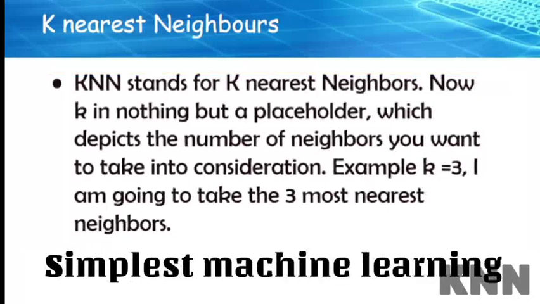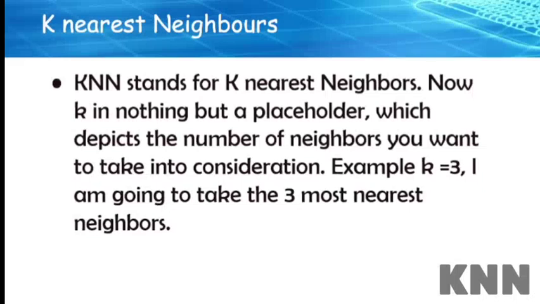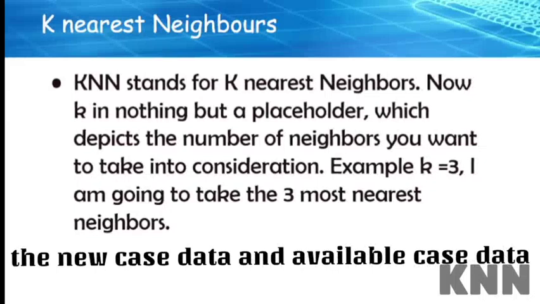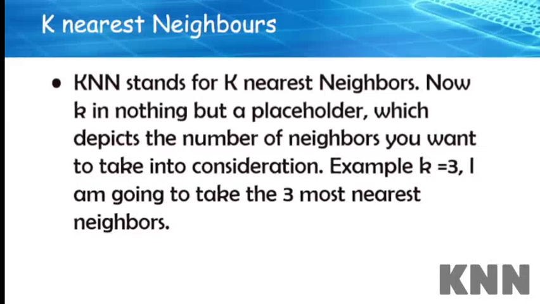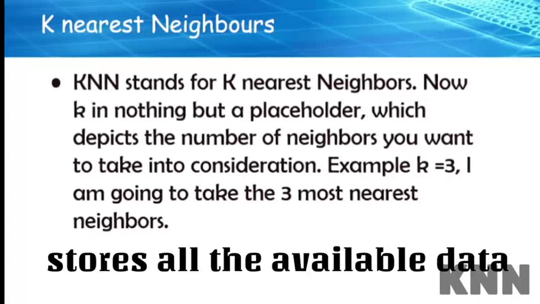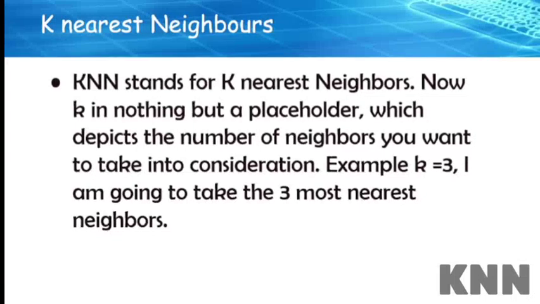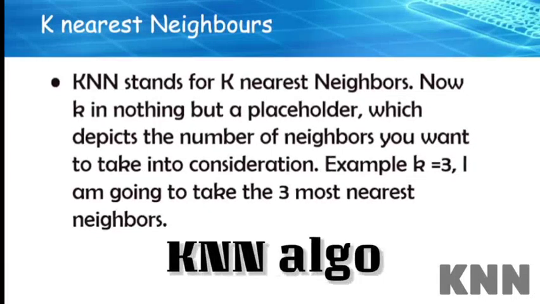It is one of the simplest machine learning algorithms, based on the supervised learning technique. The KNN algorithm assumes similarity between the new case data and available case data. It puts the new case data into the category that is most similar to the available categories. KNN stores all the available data and classifies a new point based on similarities. This means when new data appears, it can easily be classified into a well-suited category by using the KNN algorithm.